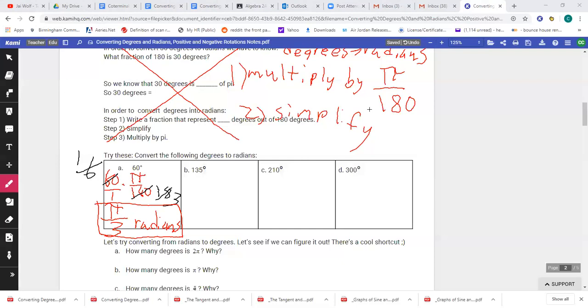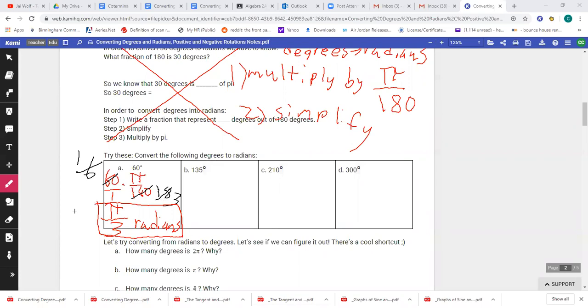Okay, so Tony, you just missed the first problem, but I'm going to go over this process again. If I'm converting from degrees to radians, the simple thing to do is just to multiply by pi over 180 and then simplify. So look at letter A for 60. I multiplied 60 by pi over 180, and then I just simplified.